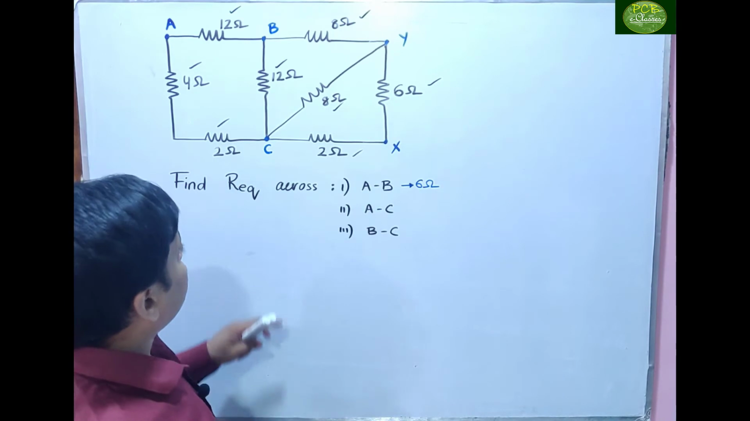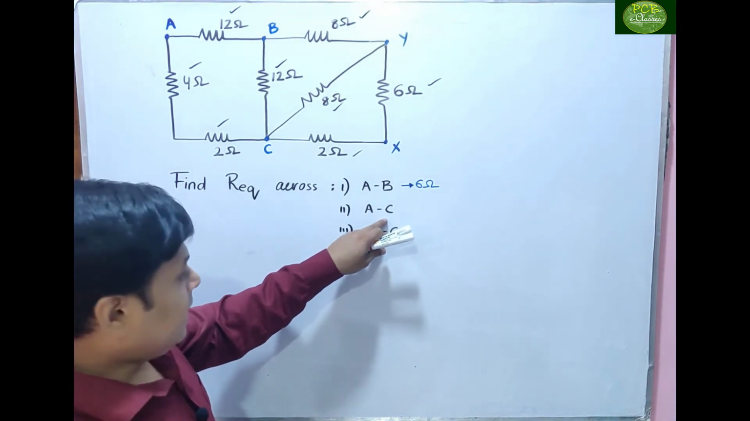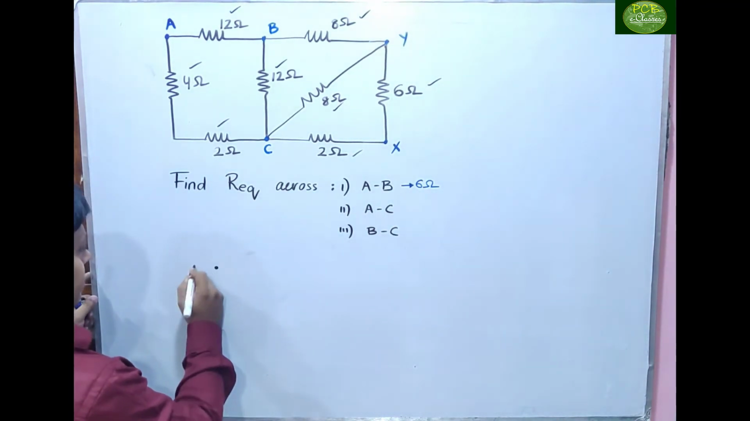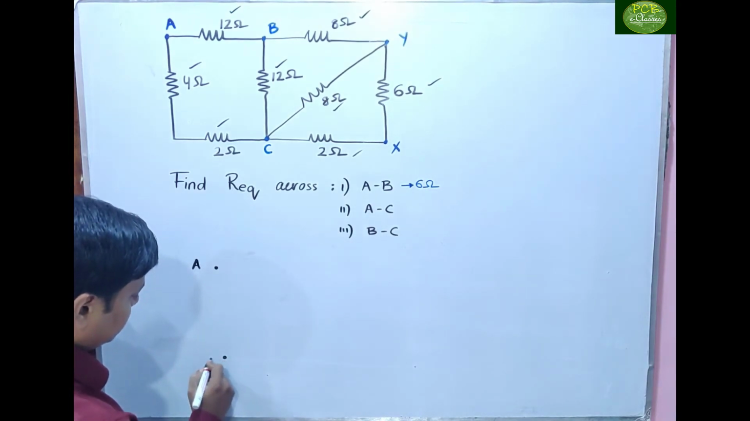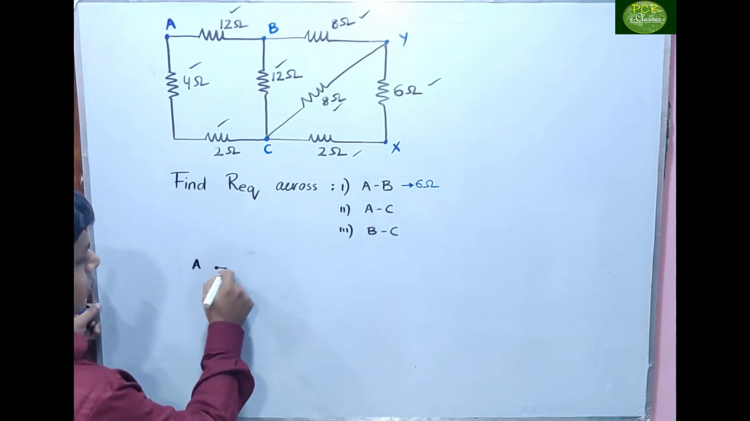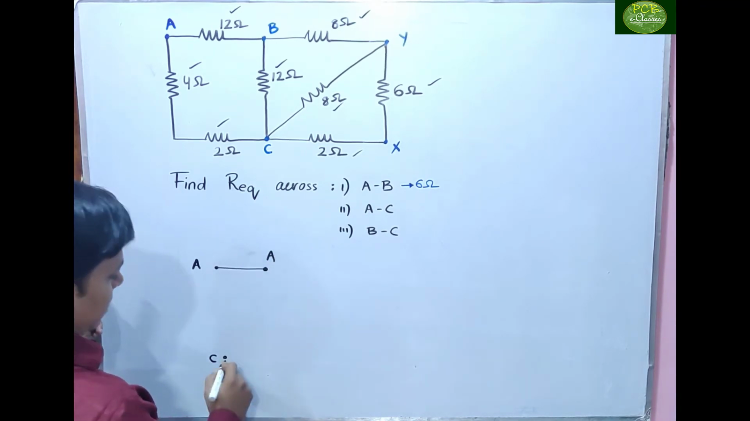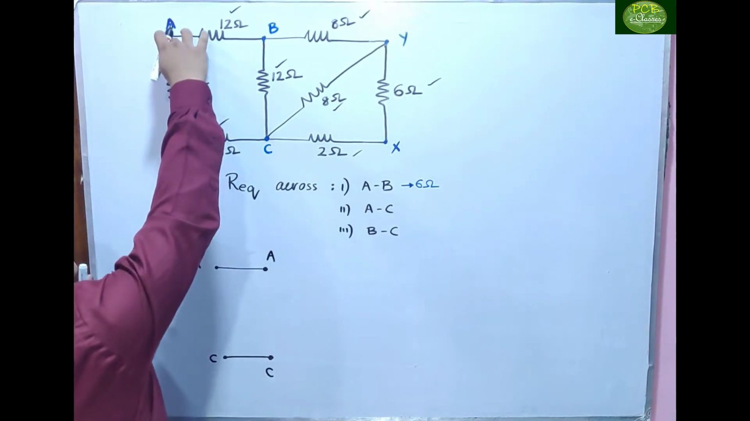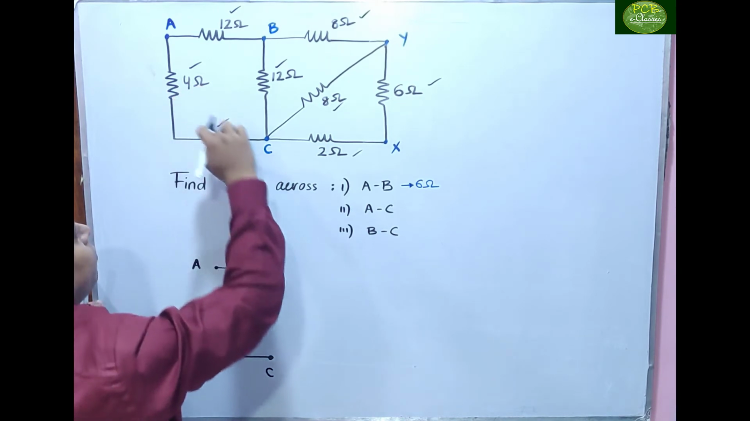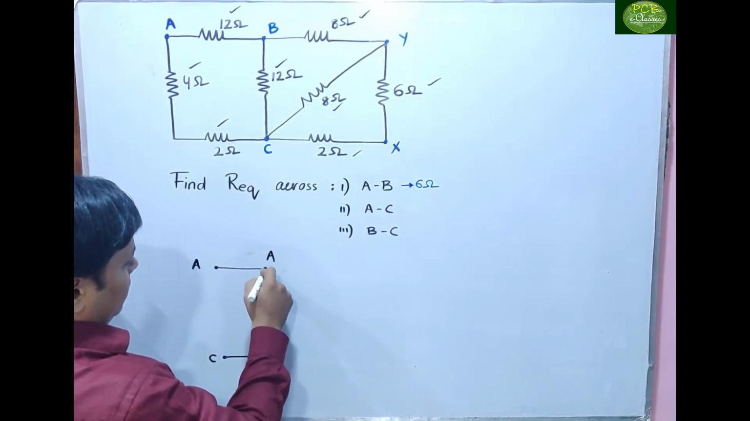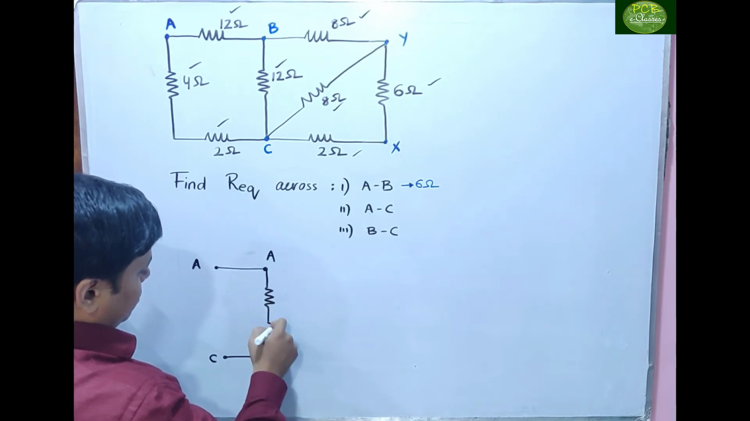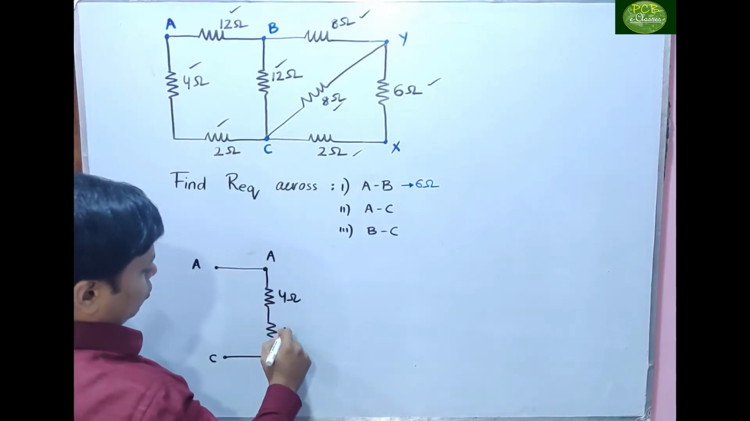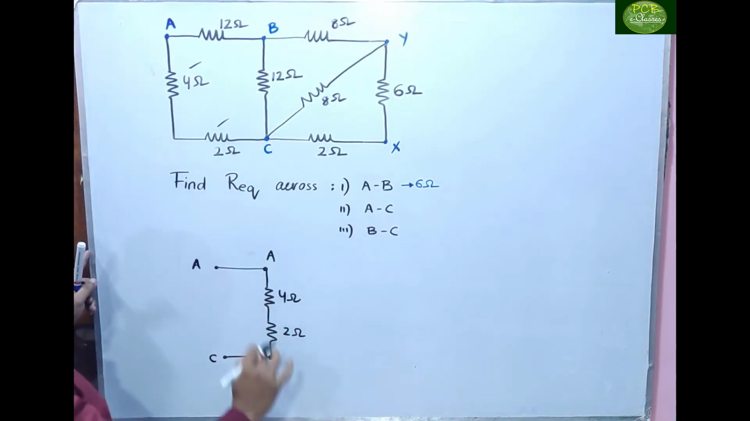Now let us move to the second part of this question. Across AC. So which terminals will I take? First I'll take A, another I'll take as C. I'm elongating it, taking this one as A and this as C. Fine. See here, A to C: 4 ohm and 2 ohm in series. So I draw two resistors, one 4 ohm connected to A, another 2 ohm connected to C. These two parts are done.